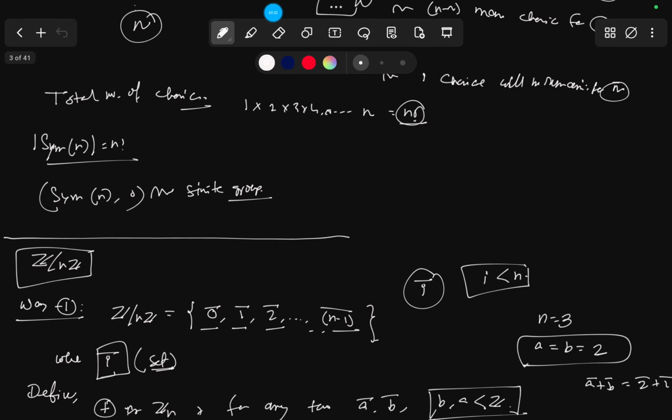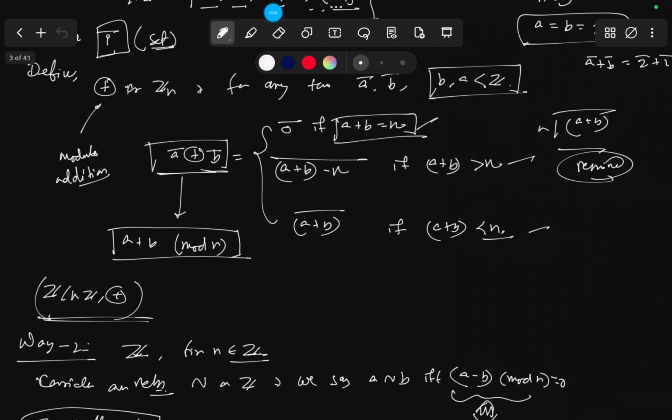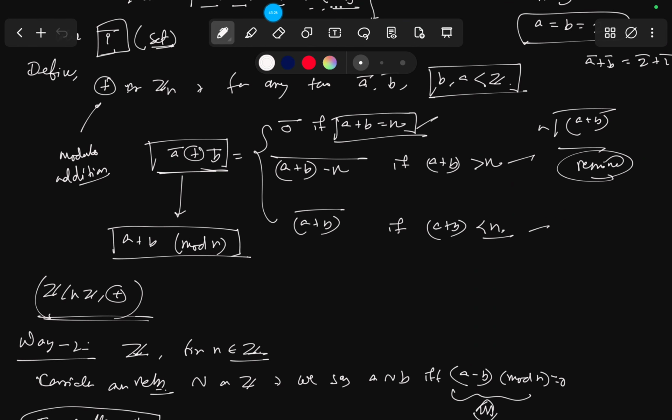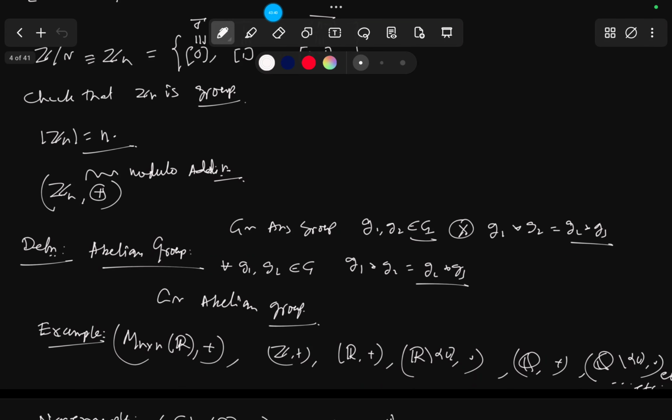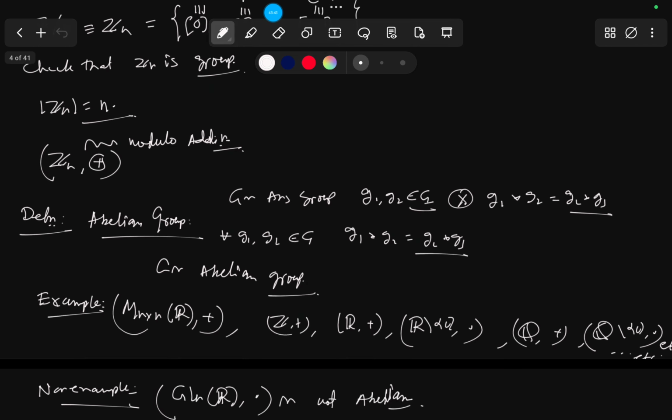Okay, so let us stop here, and from the next time onwards we'll be discussing some more properties of groups, and also we'll try to induce multiplication over Z mod nZ, and also prove some lemmas.